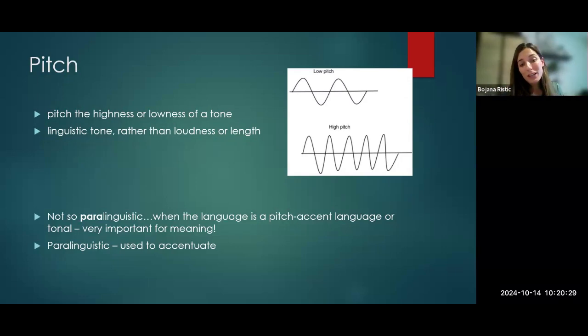But pitch can also be used paralinguistically, right? If we want to accentuate something, if we want to put focus on a word, right? And if we look at the pitch of the entire sentence, so the changes in the pitch throughout the sentence, this is something that we call intonation, right?